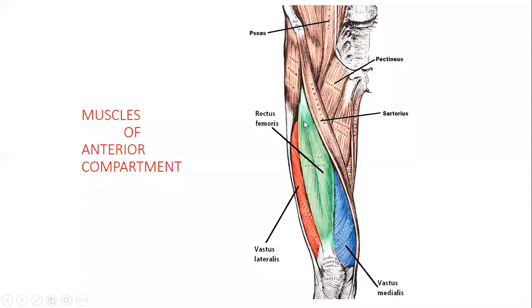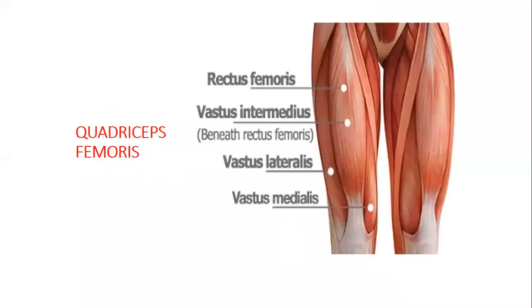When we remove the rectus femoris, you will see the hidden part of this muscle, which is called the vastus intermedius. So see here, the rectus femoris, behind it the vastus intermedius, then vastus medialis and vastus lateralis fuse to form a thick tendon, which is called the ligamentum patellae. So this is just the identification, not the description. You can say the quadriceps is a muscle which is made up of four heads or four different muscles.